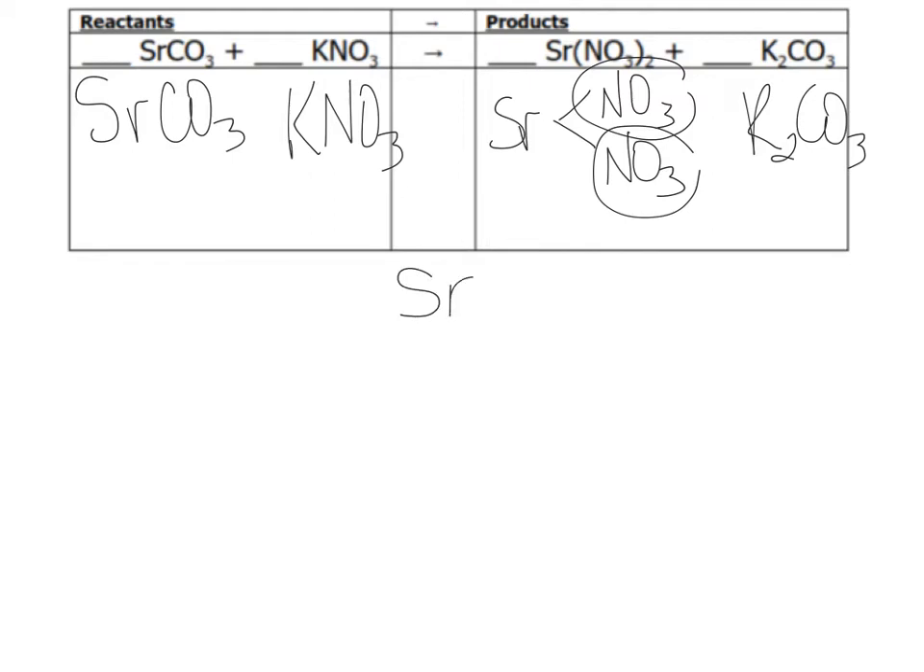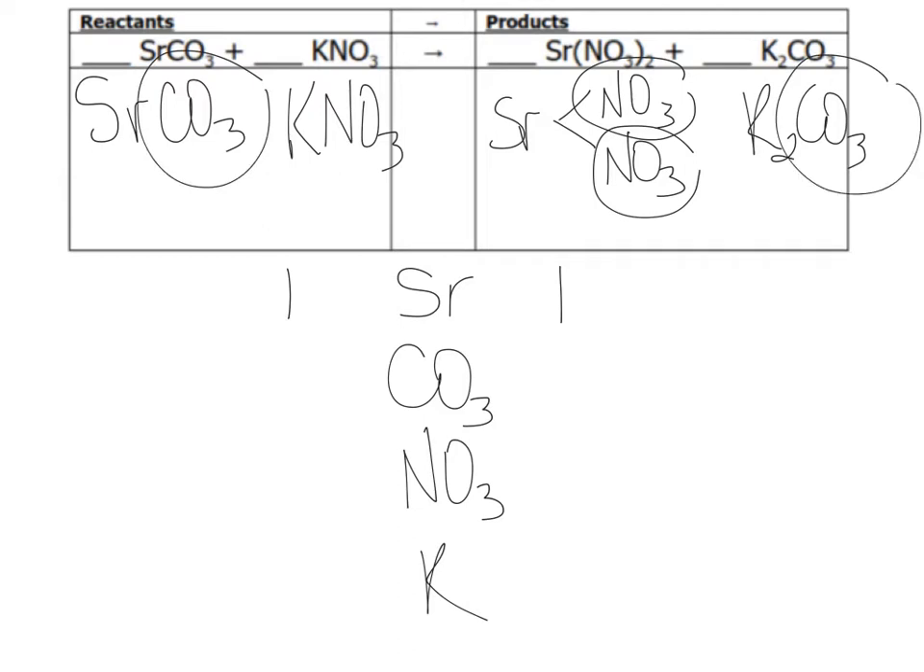We'll list our elements and our polyatomic ions and take an inventory. So first we have one Sr on each side. We have a group of CO3 on each side. We have one reactant NO3 group, and we have two product NO3 groups. And then we have a K as a reactant and two Ks in the products. So when I look at my numbers, I know I need to work on these, the NO3 and the K.